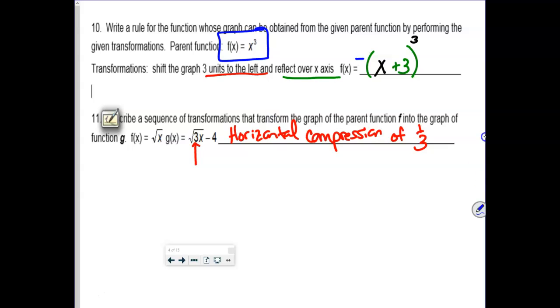What about this -4 off to the side of the function like this? That is a down 4 shift. Very good. And again, horizontal with a vertical transformation, they don't compete against each other, so order didn't matter in that one.